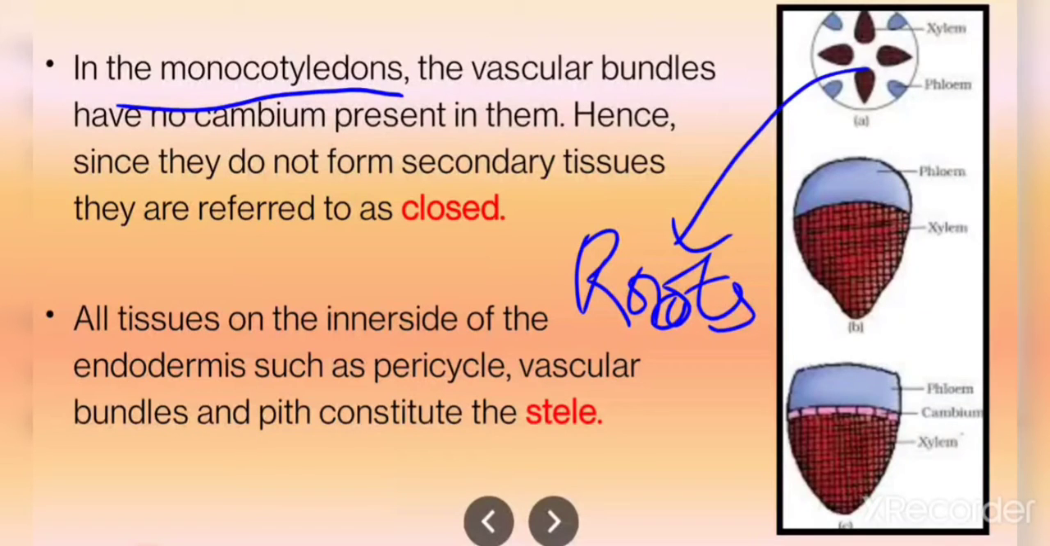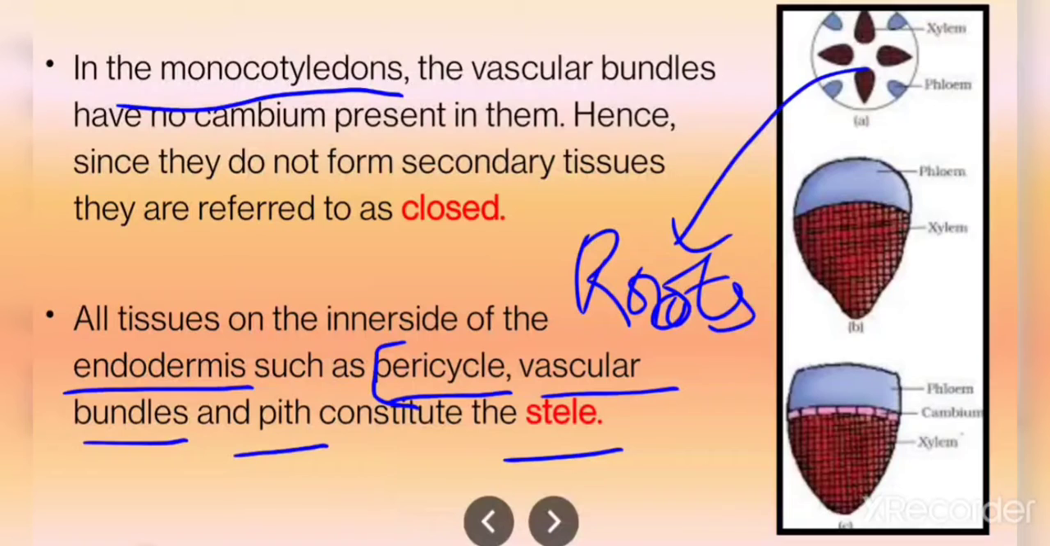Now students, there is an important term to be discussed, that is stele. Once we get inside the cortex, the innermost layer of cortex is called endodermis, and just inside the endodermis, whatever else is present constitutes the stele. So what is the stele made up of? Number one, pericycle. Secondly, your vascular bundles, and then the pith. These three things largely constitute the stele. It's an important question already asked in the NEET exams.